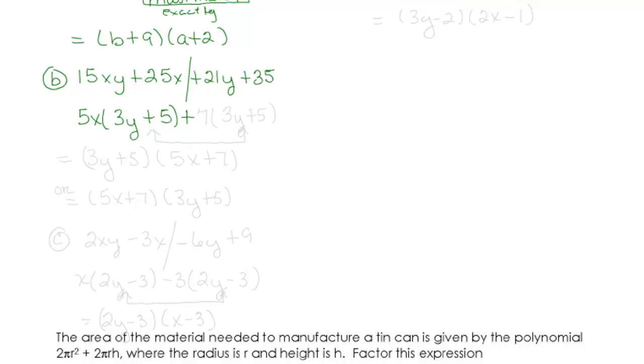What will be the GCF of the last half? A positive 7. So you're going to have 3y plus 5. Here again, your binomials must match. And then our answer, 3y plus 5 times 5x plus 7.